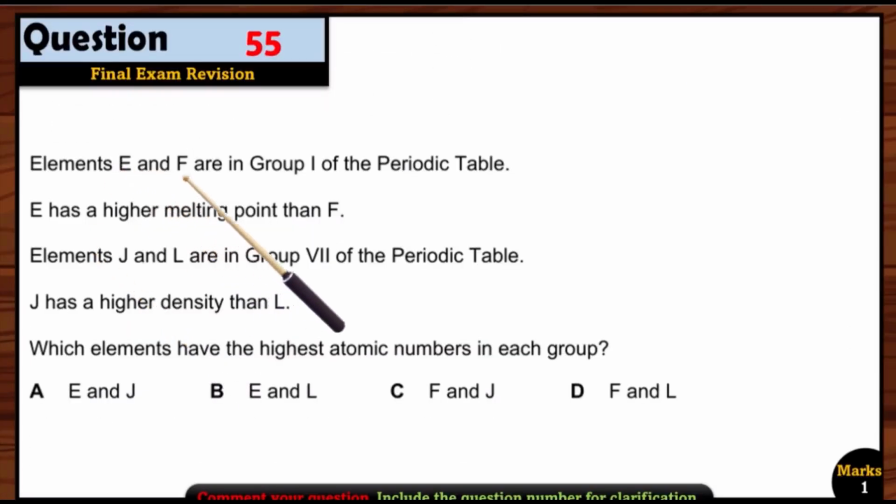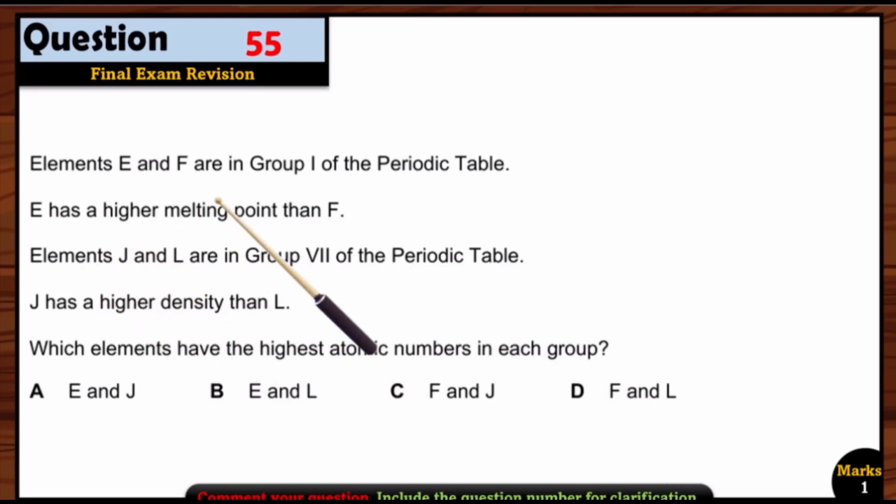Question 55. Elements E and F are in group 1 of the periodic table. E has a higher melting point than F. Elements J and L are in group 7 of the periodic table. J has a higher density than L. So which elements have the highest atomic number in each group? So E has a higher melting point than F.